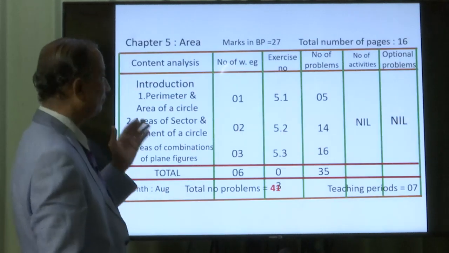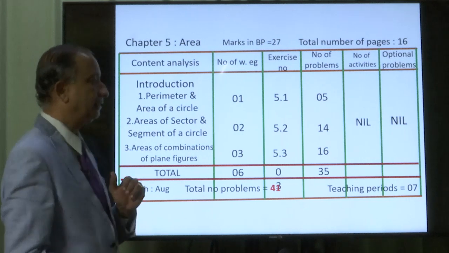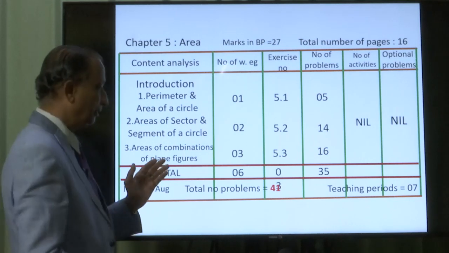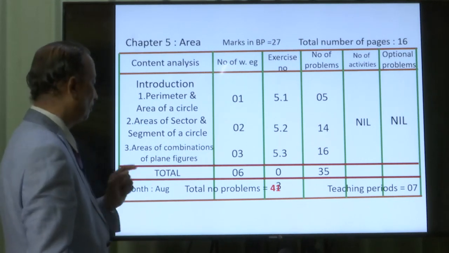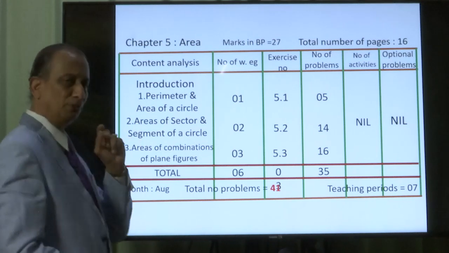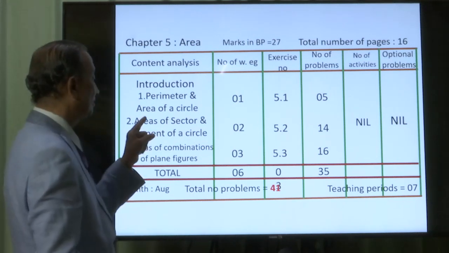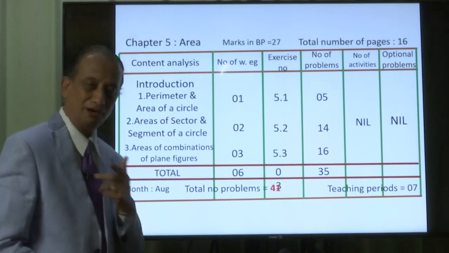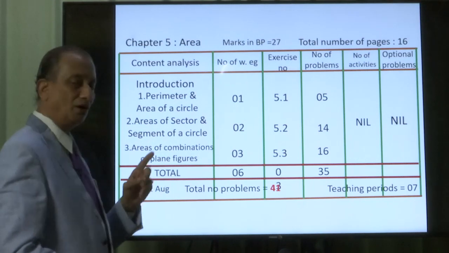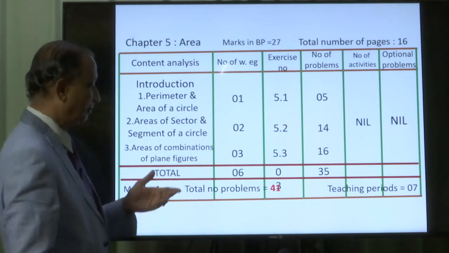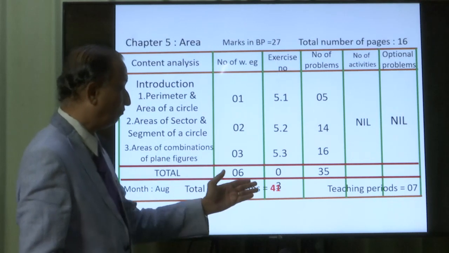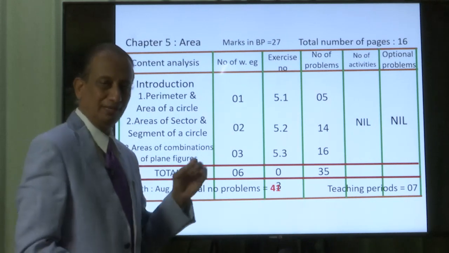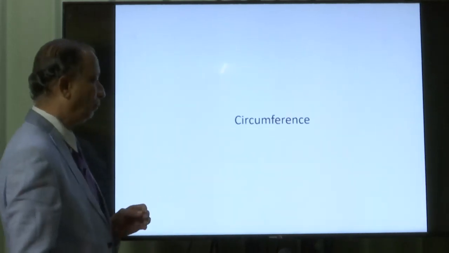Children, in this table, a wonderful table, you have got lots of information that you can make out from the tabular columns. Here we are going to mainly discuss two important concepts, sector and segment of a circle, their related formulas, and the combination of those two figures. Altogether there are about 41 excellent problems. Let us try to understand one by one.